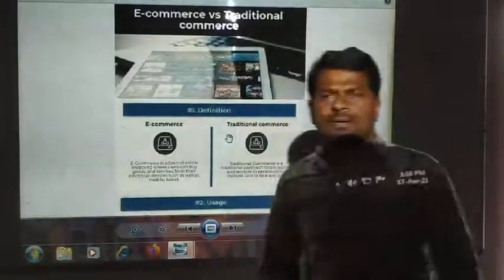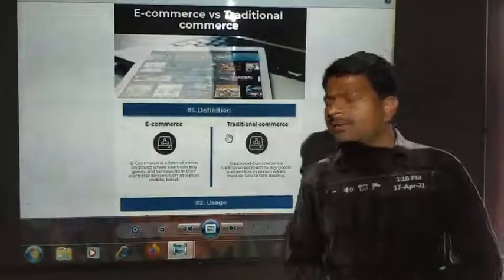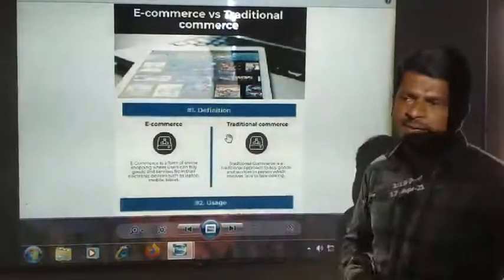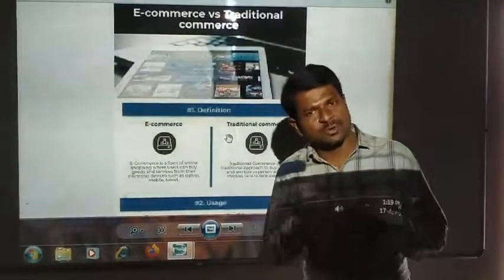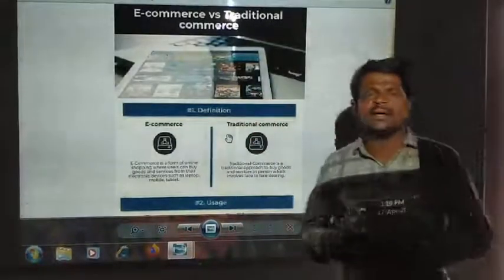That is the difference between e-commerce and traditional commerce. E-commerce means, let us see from the definition. E-commerce means buying and selling of goods through online. Traditional commerce means what?